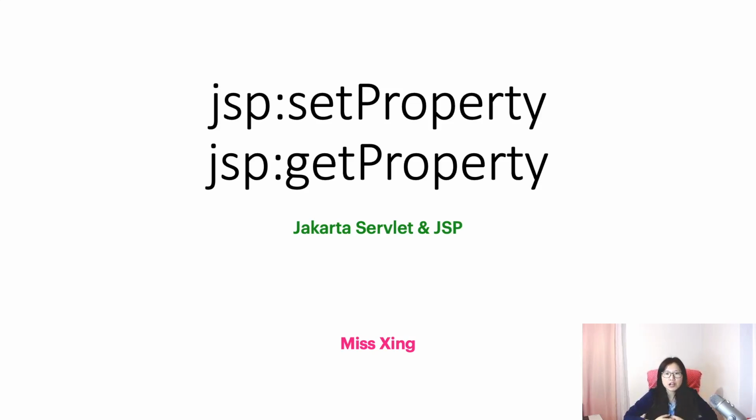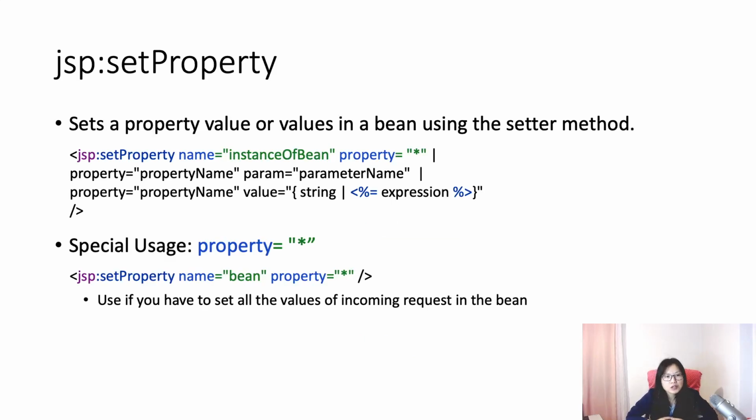And the two actions we are talking about are JSP setProperty and JSP getProperty. From the name, you already know what they are doing, right? setProperty is to set values to our properties by using set methods. getProperty, which we already saw in the previous example, is to retrieve property values through get methods. So here, the first one, setProperty.